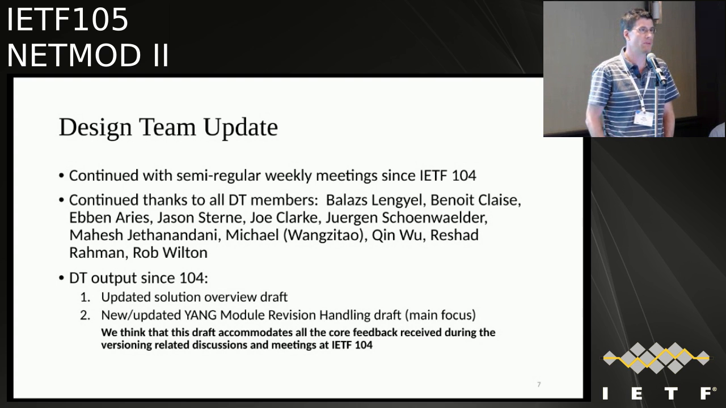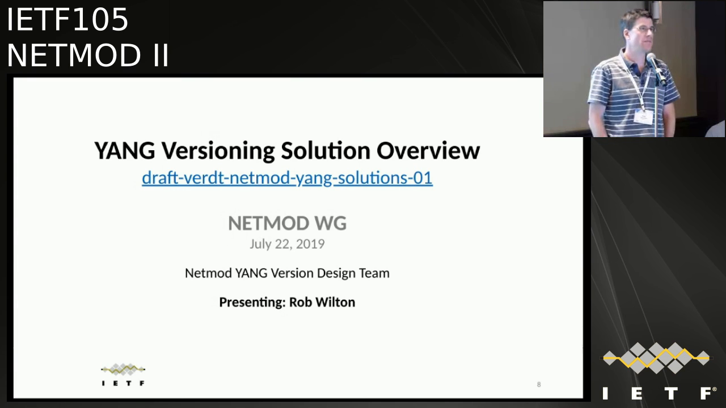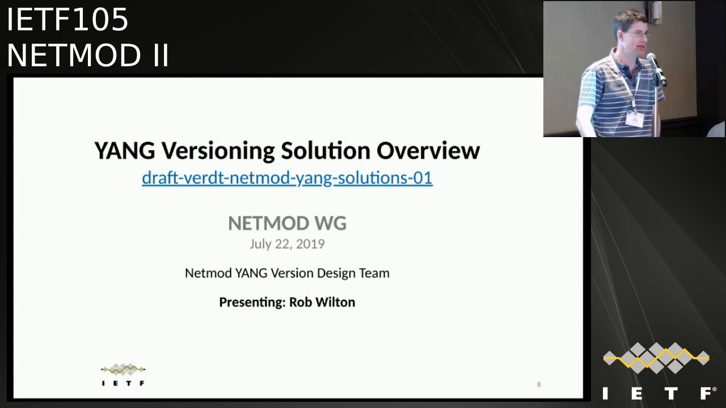Our main focus has been working on this new, updated YANG module revision handling draft that evolved from the semantic versioning draft that we presented in 104. Our opinion is that this draft accommodates all the core feedback we received during the working group meetings and also the versioning discussions we had at 104. So we think it reflects the consensus from that. Next slide, please. I'm now going to spend the next 20 minutes discussing the solution overview and trying to set the scene of where these drafts ought to hang together. Then there are going to be subsequent talks on some of those different parts. Next slide, please.